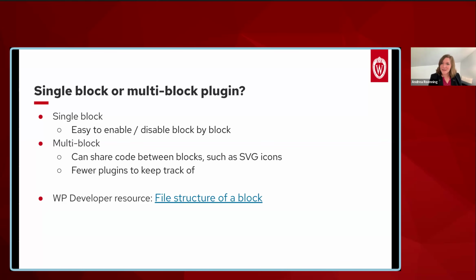So here is a link. I'll show this in chat in a little bit, but here's a link to the file structure documentation from WordPress core that walks through common files that you'll see in a single block plugin.